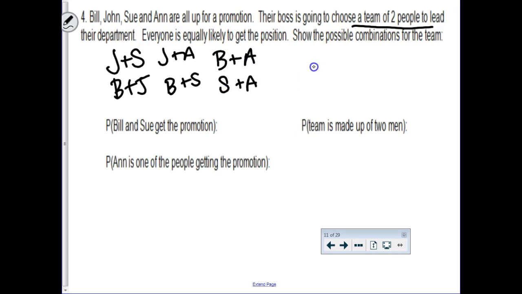Did I get them all? Usually I try to do that a little more systematically. I don't know what happened. I think I got them all. Now, should I bother like switching the order around? Should I say like Sue and John? No, because that's the same team. It doesn't make a new team.